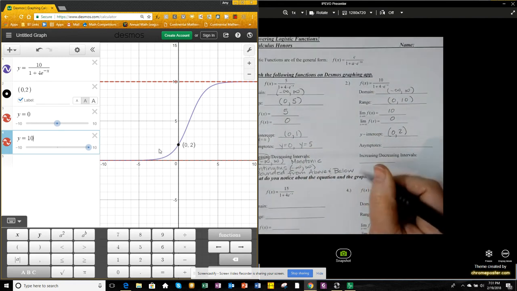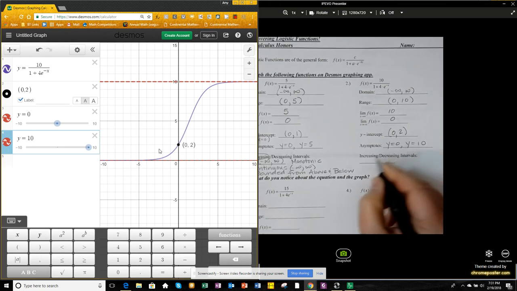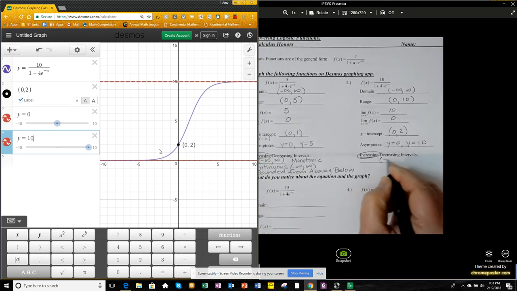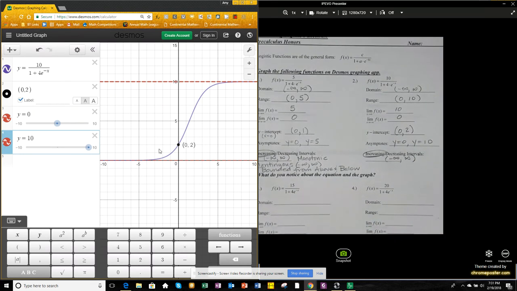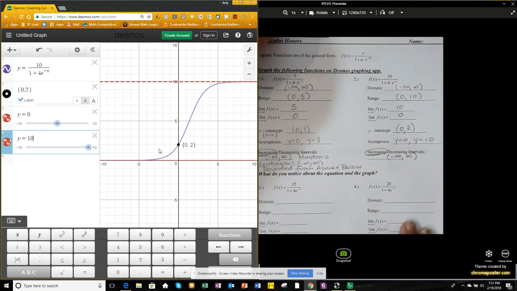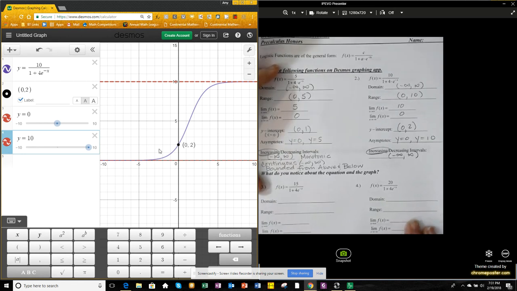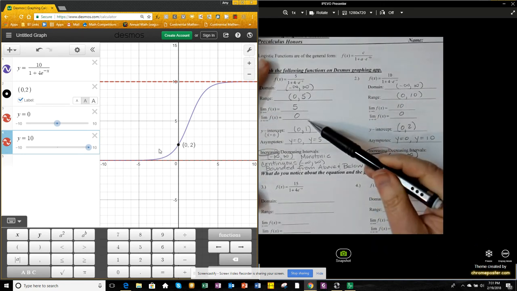All right, so the asymptotes are going to be at y equals 0 still and y equals 10. And this is still increasing from negative infinity to infinity, still continuous, monotonic, and bounded from above and below. Well, that's great. What do we notice about the equation and the graph? Well, so far, it appears to me that the asymptotes are at 0 and whatever the numerator is. And the end behavior limits are the numerator and 0.